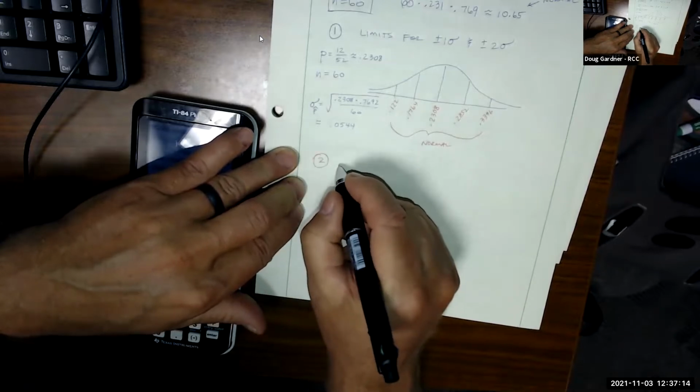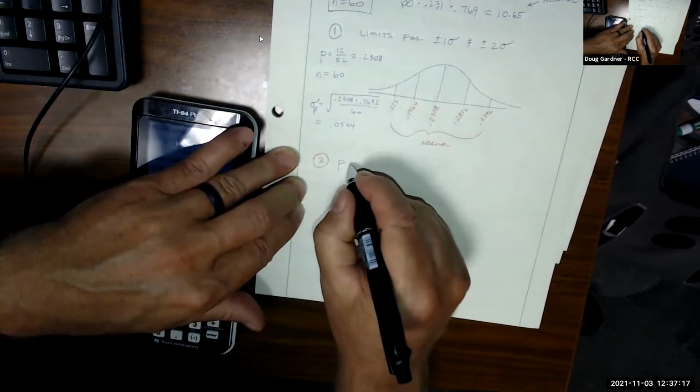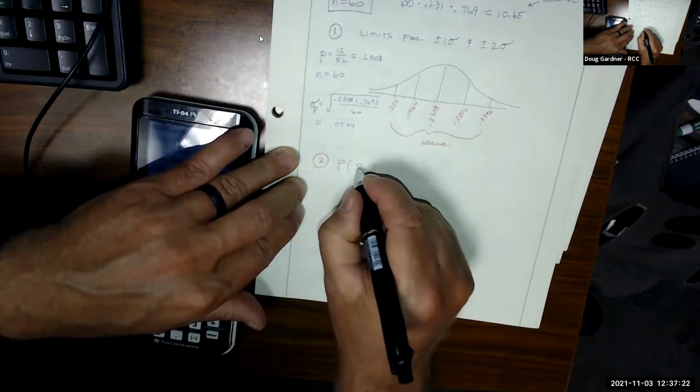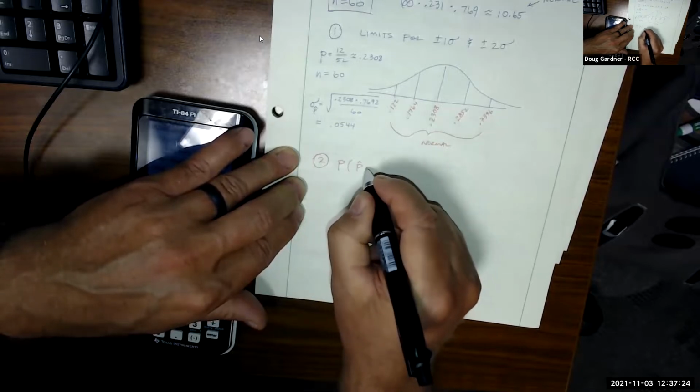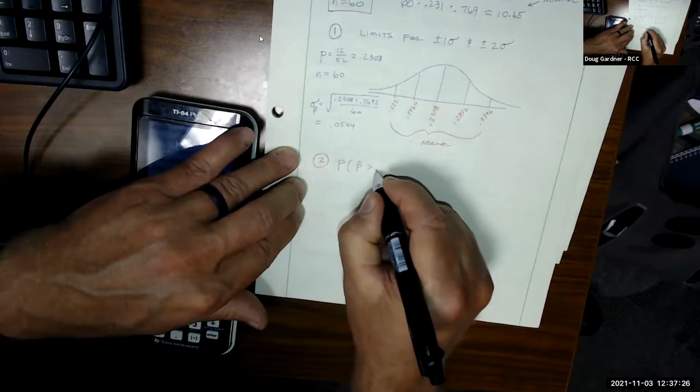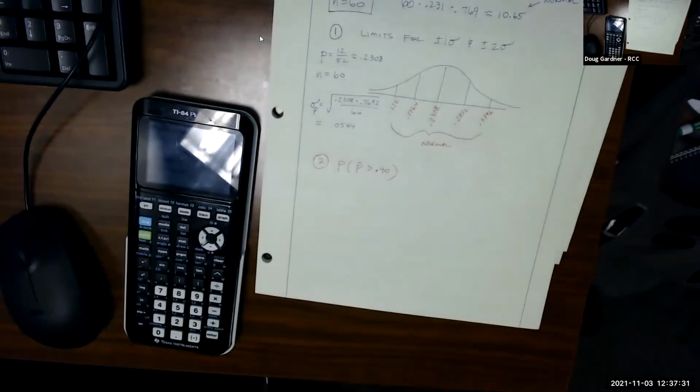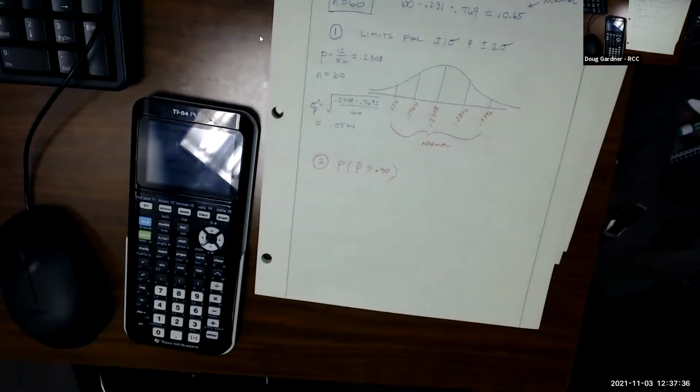One more question. What's the probability then of getting a p hat over 40%? You draw one sample of 60 cards. Notice I call it p hat. You're going to get one sample over 40%, even though the mean is 23%. What's the probability of getting over 40%?